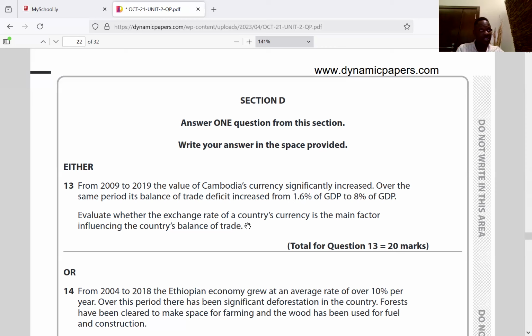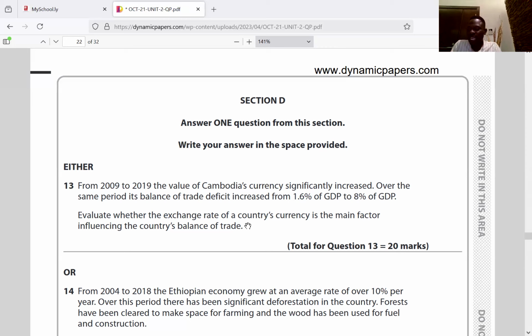As a result, residents in Cambodia, that's people that stay in Cambodia, may be able to spend more on imported goods and services. And if they are able to spend more on imported goods and services, what will happen? This may in turn bring about a worsening balance of trade on the current account.